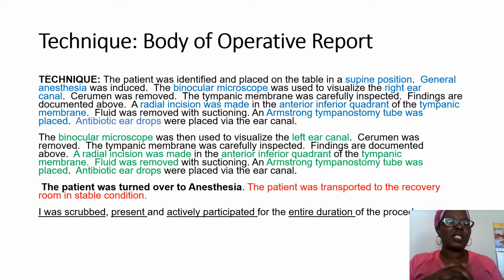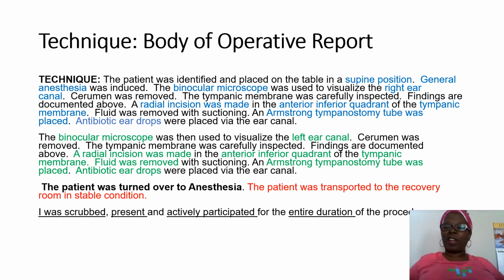A radial incision was made in the anterior inferior quadrant of the tympanic membrane. The fluid was removed with suctioning. An Armstrong tympanostomy tube was placed, and antibiotic eardrops were placed via the ear canal. Okay, so we know what he said he was going to do, we can confirm with that one paragraph that he did it on the right side.